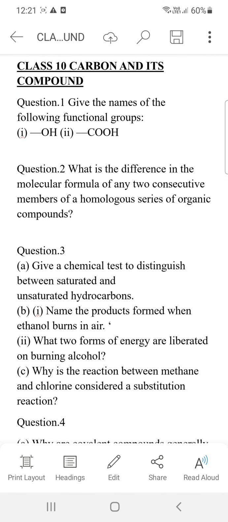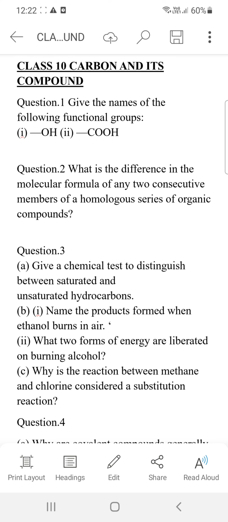Hello viewers, this is one of the assignments from carbon and its compounds, and it is beneficial for both ICSE and CBSE students of class 10. The first question is to name the groups which are given. So the first one, OH, is alcohol, and the second one is carboxylic.